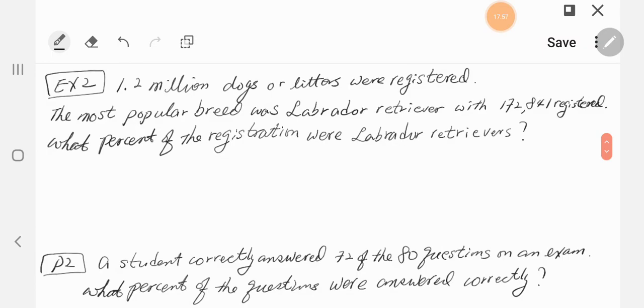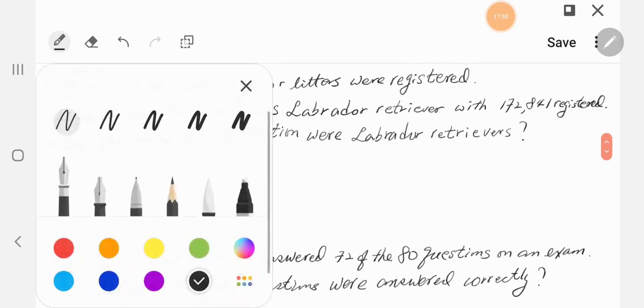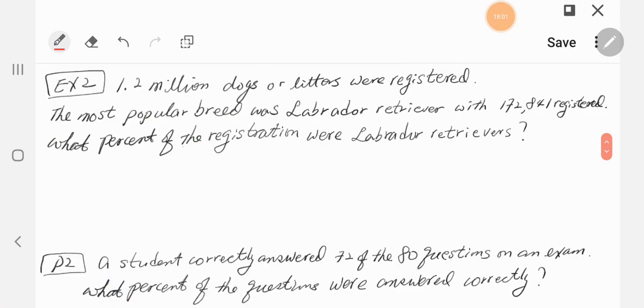So the number of registrations is what? 1.2 million, right? So out of this 1.2 million were the Labrador Retrievers. Isn't it PBA? So what percent? What percent is the percent? This is what we're looking for, and the registration is 1.2 million. This is the base.